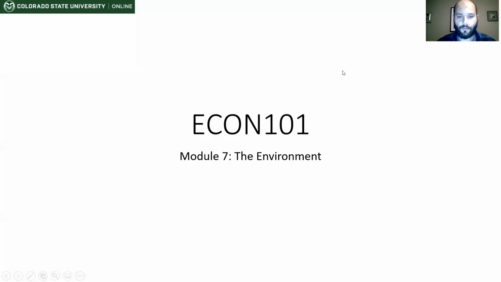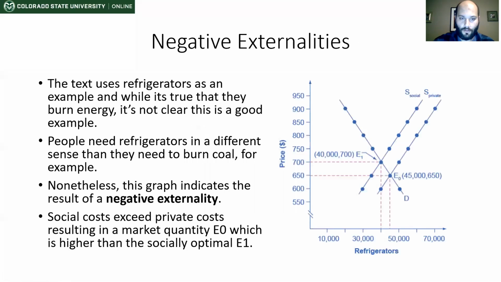Our final module of the semester is on the environment. We often consider pollution, as we talked about before in the class, or environmental damage, cleanup costs to be a negative externality associated with production. The text uses refrigerators as an example. It's true that refrigerators use energy, but they're also somewhat necessary for existence. So I'm not sure this is a great example.